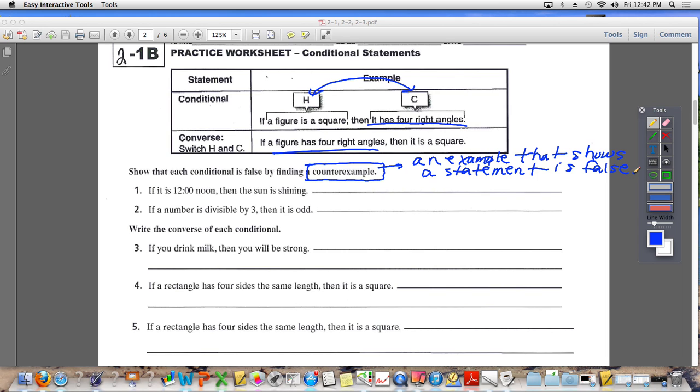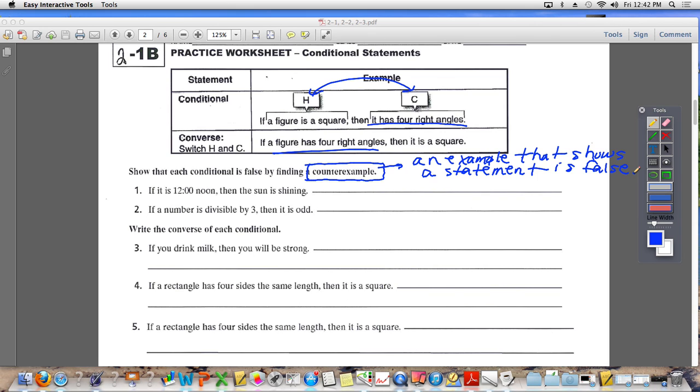So number 1 says, if it is 12 o'clock noon, then the sun is shining. Is that a true statement? If it is noon, is the sun shining? No. Today it is. Can't believe it, but it is. So give me a counterexample. Give me an example that would say that that's not necessarily true.